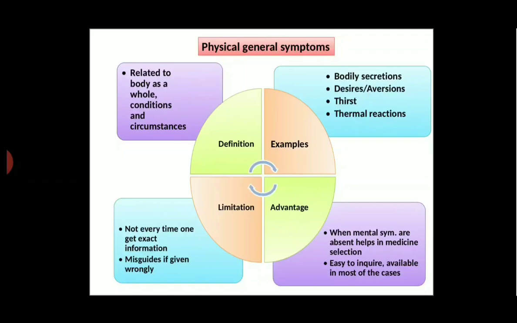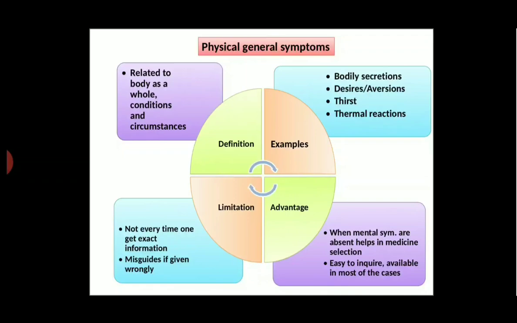Next symptom is the physical general symptom. That's another type of general symptom. The symptoms which are related to the body as a whole, conditions and circumstances which affect the body as a whole, are known as physical general symptoms. For example, we can take bodily secretions, like the character of stool, character of perspiration, character of urine, and if they are indicating the same characteristic, they are known as physical general symptoms. The patient's desire, aversion, thirst, thermal reaction are included in physical general symptoms.